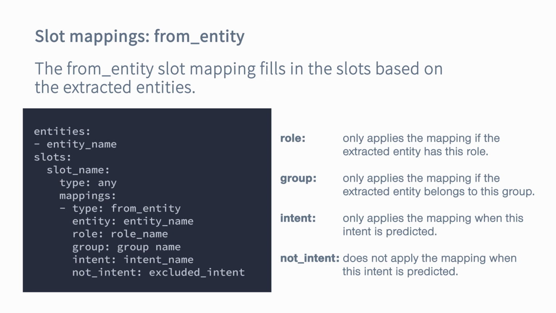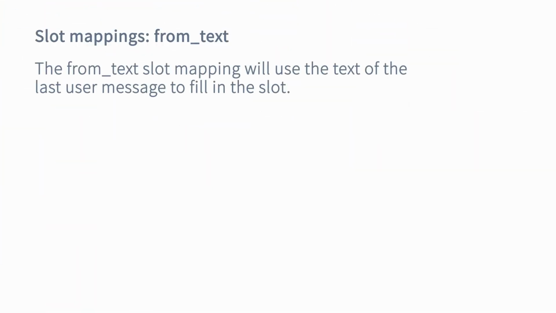For example, you can add role and group constraints, which means that the mapping will be applied if the extracted entity has a specific role and a specific group. You can also define an intent, which means that the mapping will be applied only when the intent is predicted. And you can also add a not intent constraint, which means that the mapping will not be applied when this specific intent is predicted. Next, we have slot mapping from text.